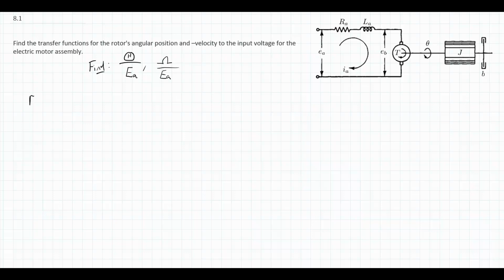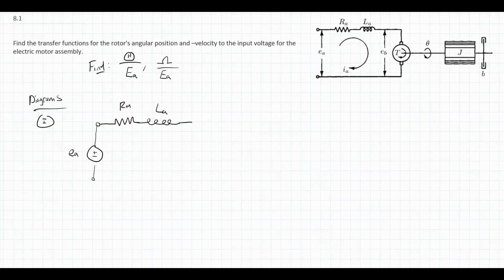So we need some diagrams. The order we do them in doesn't matter. Since the electrical system is on the left, I'll start with that as my first diagram here. All right, so I'll redraw this so it's a little bit clearer. We are going to have some EA voltage source that is the input into the system. And it's going to go through that resistor RA and an inductor LA.